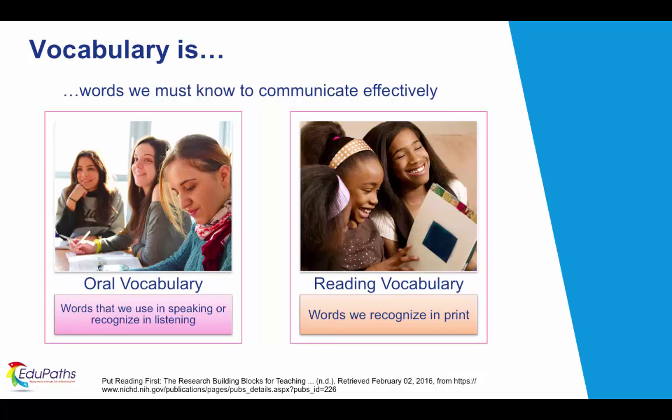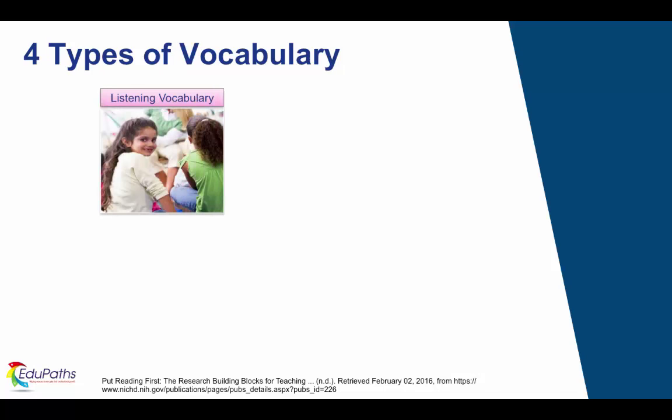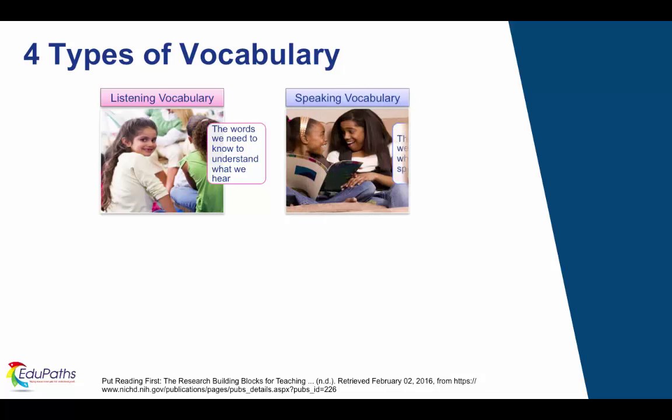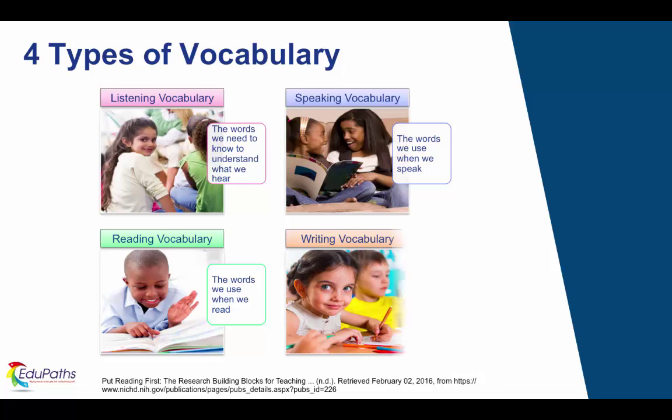As teachers, we can look to 4 different types of vocabulary to guide our thinking about this important topic. Listening vocabulary is the words we need to know to understand what we hear. Speaking vocabulary is the words we use when we speak. Reading vocabulary is the words we use when we read. And writing vocabulary, these are the words we use in writing. All of these different types of vocabulary are important and inform our relationships with each of these skills: listening, speaking, reading, as well as writing.